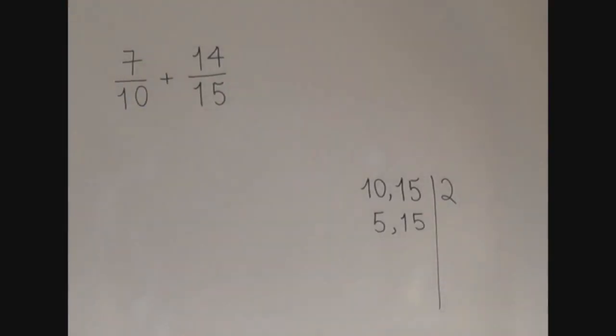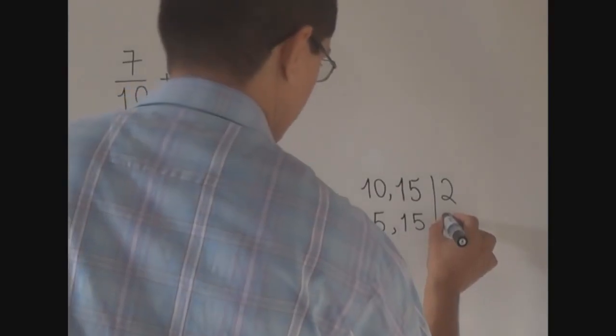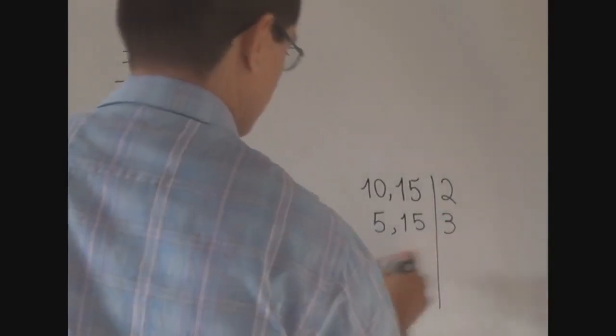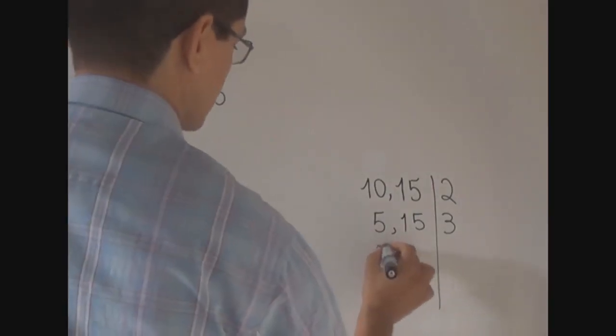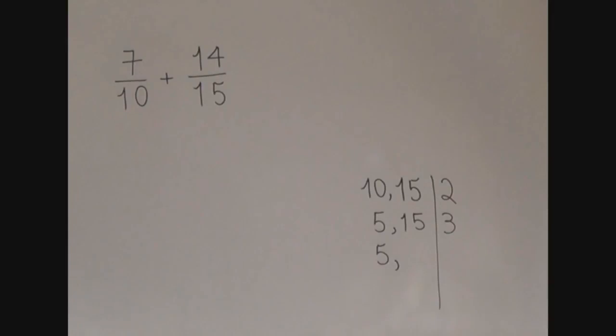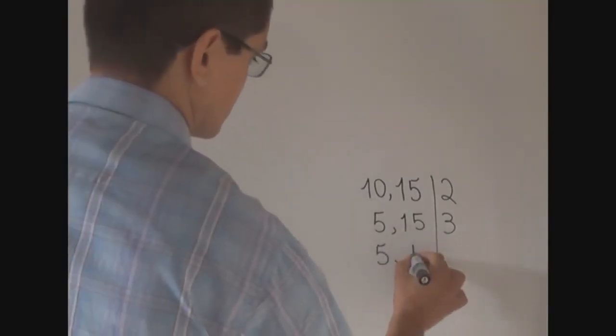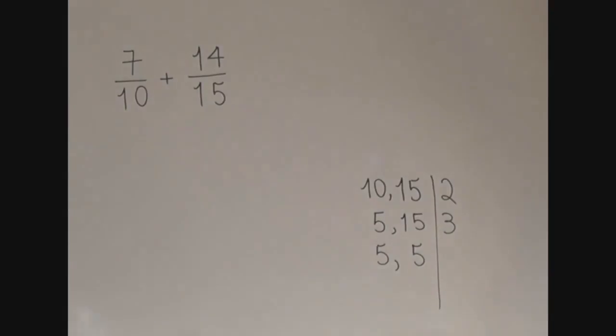Now we have the numbers 5 and 15. Clearly, none of them are divisible by 2. But 15 is divisible by 3. That is the next prime number. What is the result of 15 divided by 3? 5. 15 divided by 3 equals 5. Very well. But 5 is not divisible by 3, so we will repeat this first 5. 15 divided by 3 equals 5, so we write 5 below 15.